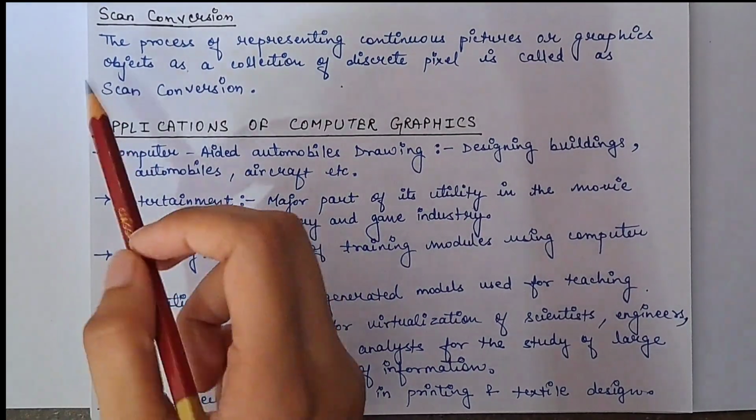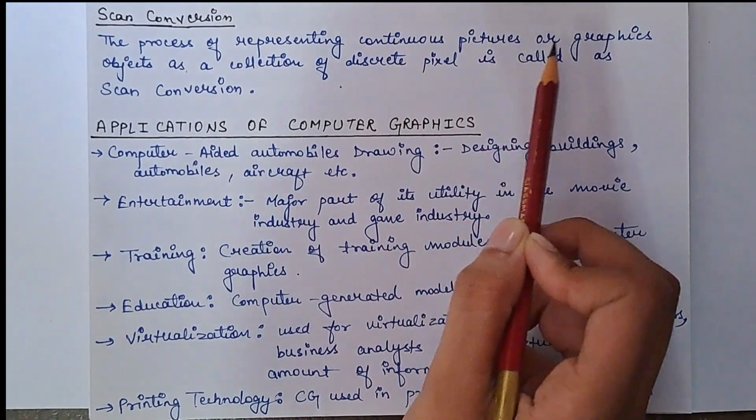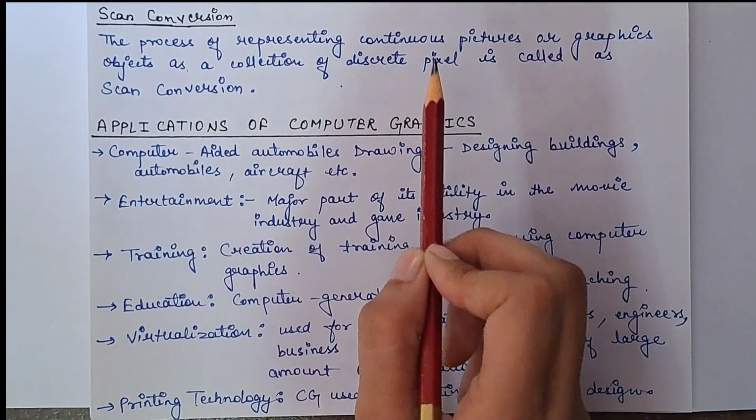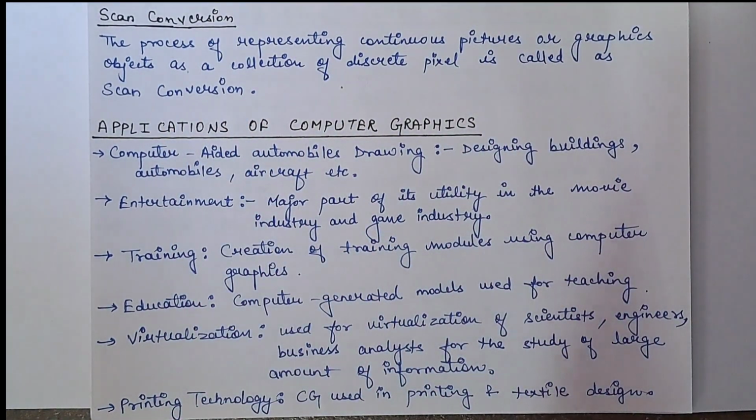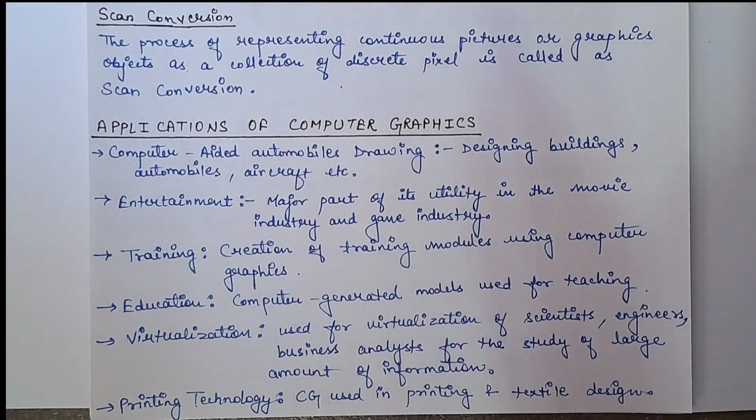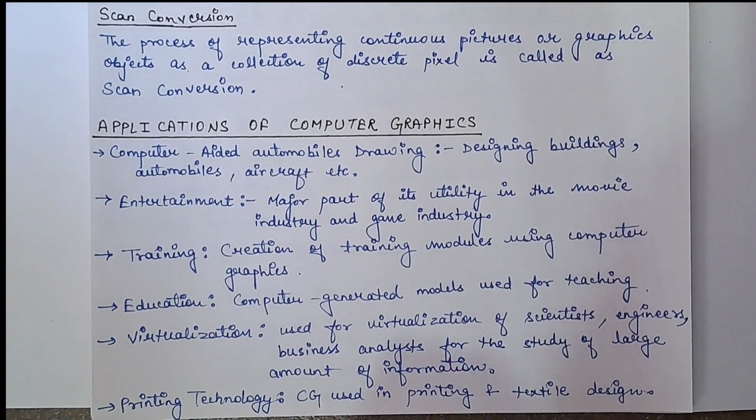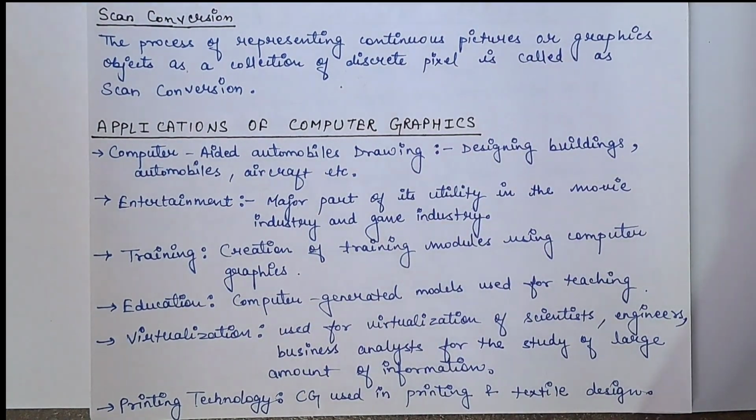So scan conversion is the process of representing continuous pictures or graphics objects as a collection of discrete pixels, and this is called scan conversion. तो scan conversion एक process होती है जिसमें हमारे जो continuous pictures होती हैं या जो हमारे graphics होते हैं जो कि continuously arranged होते हैं, उनको हम represent करते हैं एक collection of discrete pixels, और इसी प्रोसेस को ही हम स्कैन कन्वर्जन बोल देते हैं.